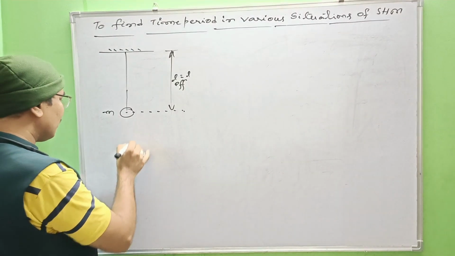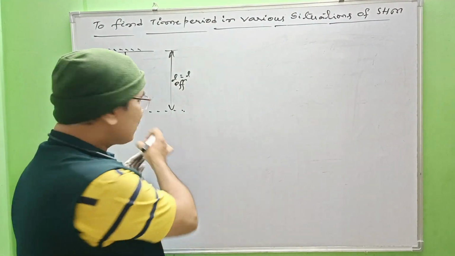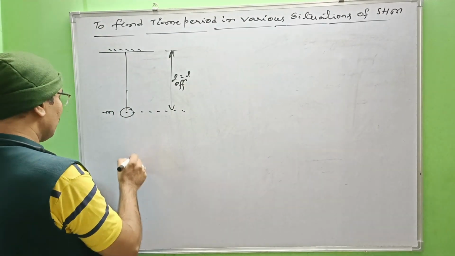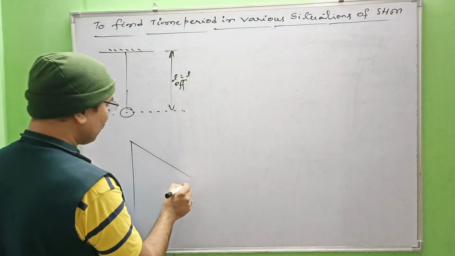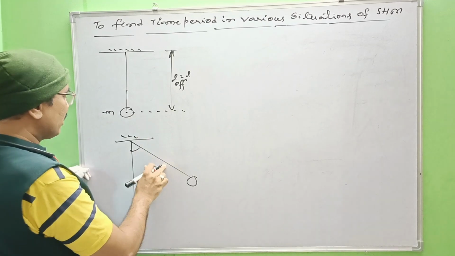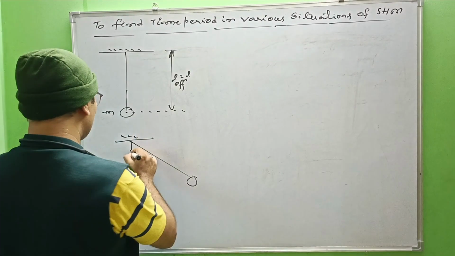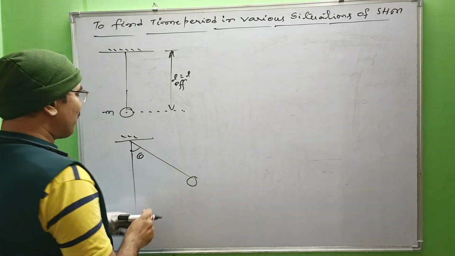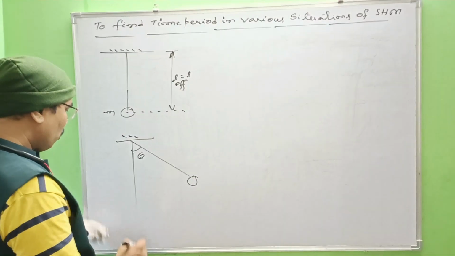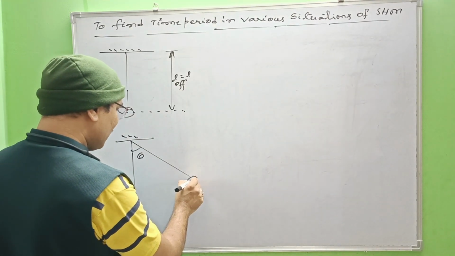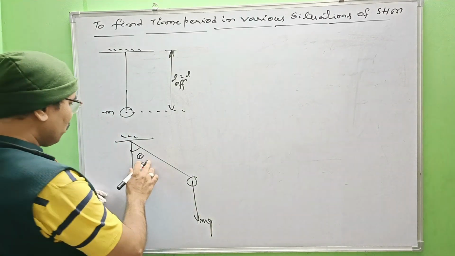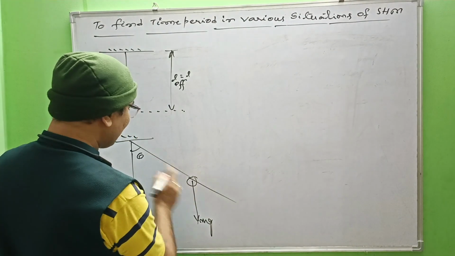It is pulled aside. Now what is the second step? It is pulled aside and left to itself, to have a net force. Now what is the angle made by the string with the vertical, otherwise the mean position? See here, theta is the angle made by the string with the vertical. Now the weight of the bob, mg, is acting downwards. If this is theta, this one is also theta.